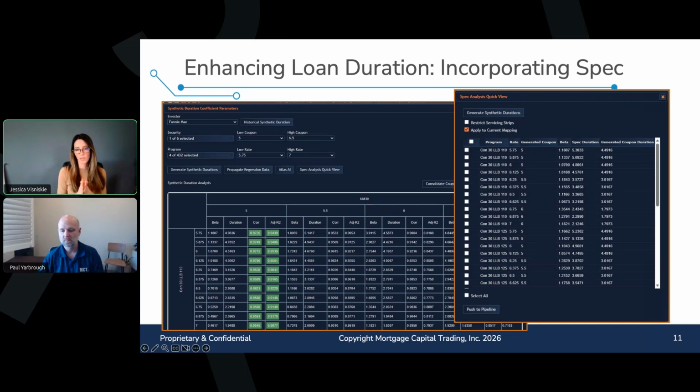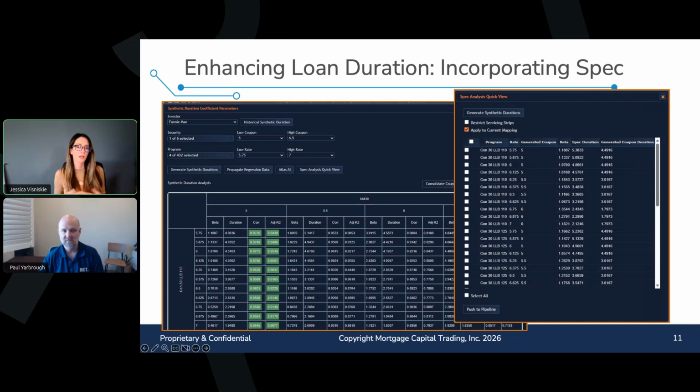So you would be able to see the weighted average loan duration, and that would vary if you were applying spec durations into your hedge. As far as best practices, and these are things that we would love to cover with you if you're interested in using the model, so definitely reach out to us. But this is something that you would want to do pretty frequently.